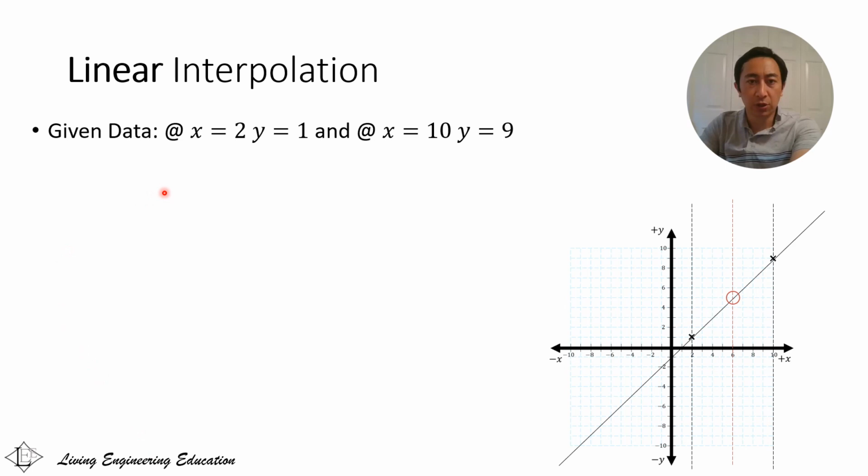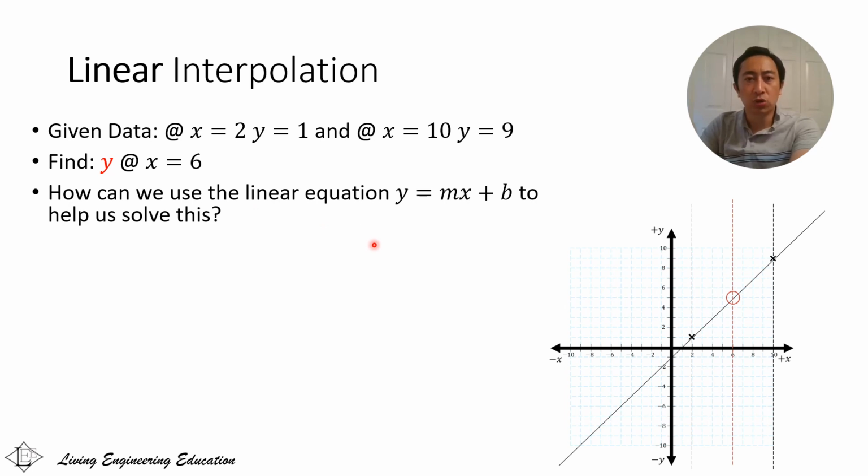Okay, so let's take a look at this example, and we're not going to just use the graphical way to help us interpret this. So again, we have two data points given to us, (2, 1) and (10, 9). Okay, and we're trying to identify what is y at x equals 6. So what we're going to try to use is the fact that we have a straight line. All 3 points lie on this straight line.